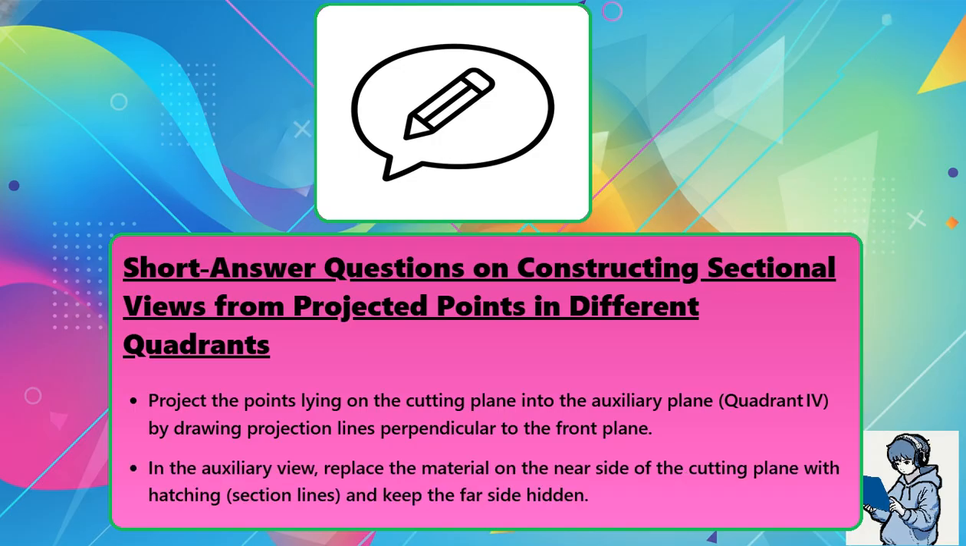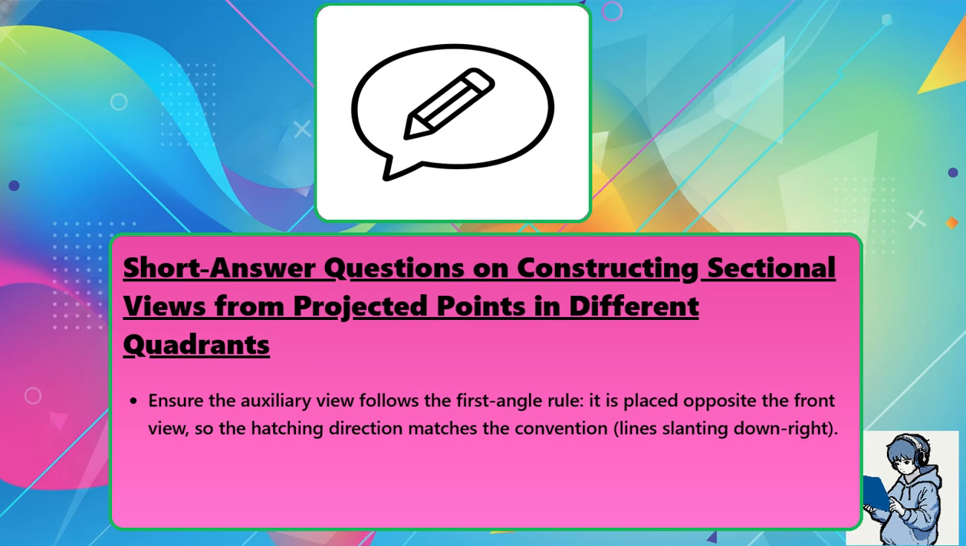In the auxiliary view, replace the material on the near side of the cutting plane with hatching section lines, and keep the far side hidden. Ensure the auxiliary view follows the first angle rule. It is placed opposite the front view, so the hatching direction matches the convention, lines slanting down right.